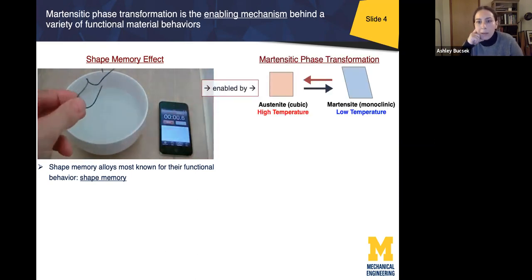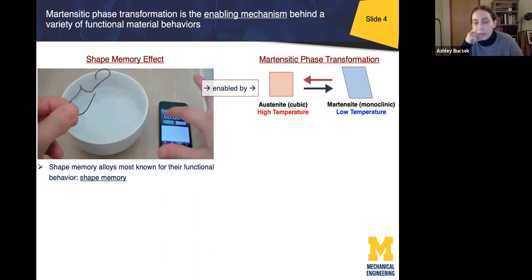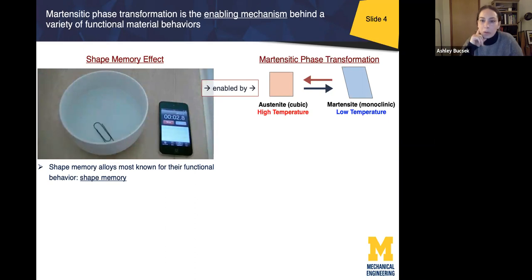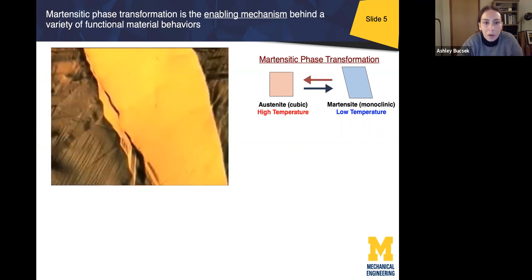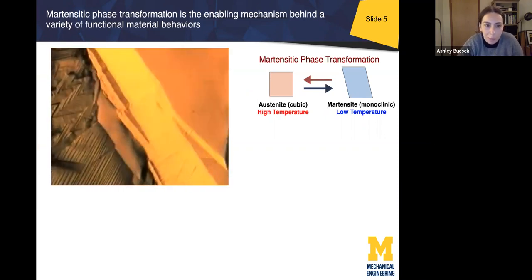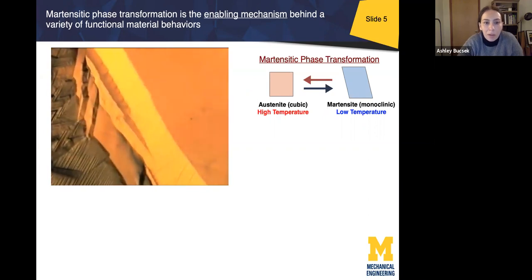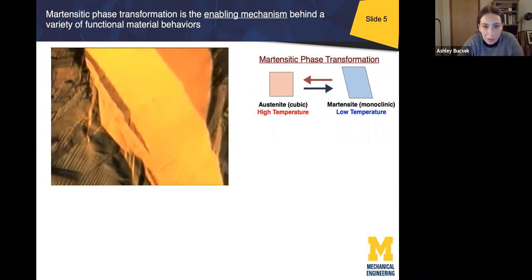So again, the enabling mechanism here is martensitic phase transformation. This is a diffusionless first order phase transformation between a high symmetry, high temperature phase, which in metals we call austenite, and a low symmetry, low temperature phase, which we call martensite. For nickel titanium shape memory alloys, the austenite phase is cubic and it transforms to a monoclinic martensite phase. So this is what a thermally induced phase transformation looks like under an optical microscope. Here the yellow or the gold is the austenite phase, and the brownish is the martensite phase.